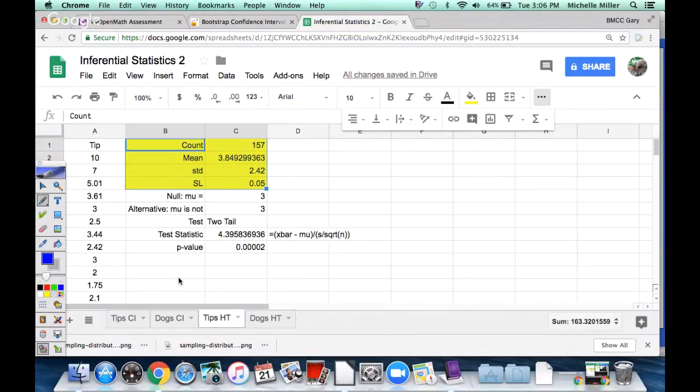To do a hypothesis test for a mean, you either need to know the sample size, the sample mean, the sample standard deviation, and possibly a significance level. Or you need the data and a significance level. So I'm going to start off with the data. Let's go to a new sheet and see what we can do.